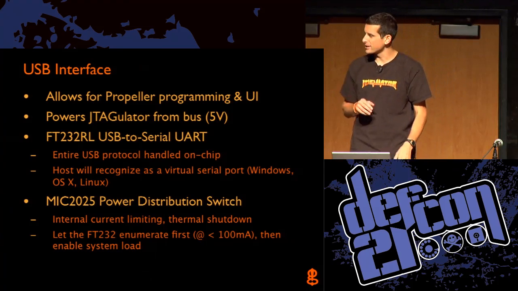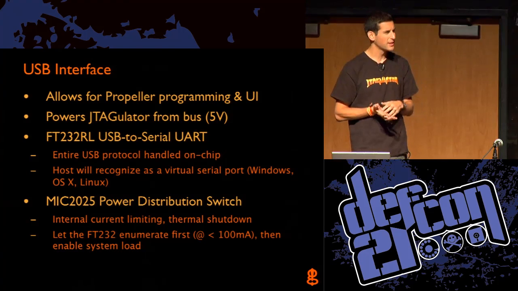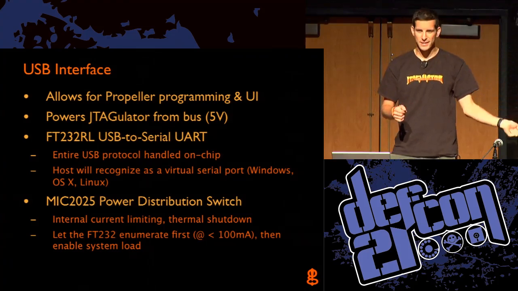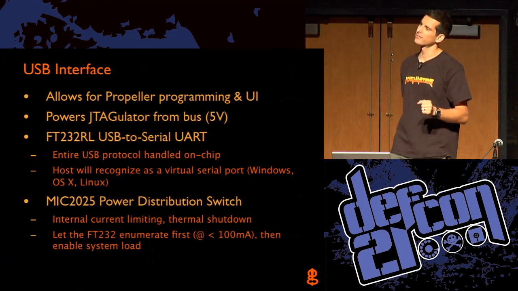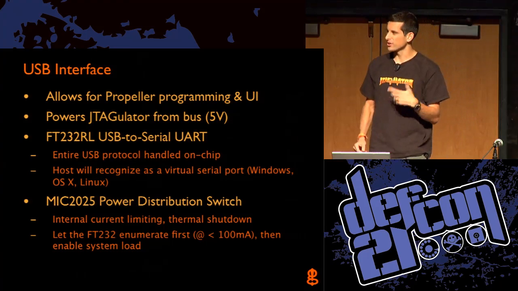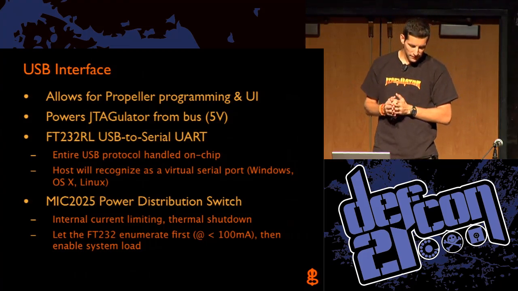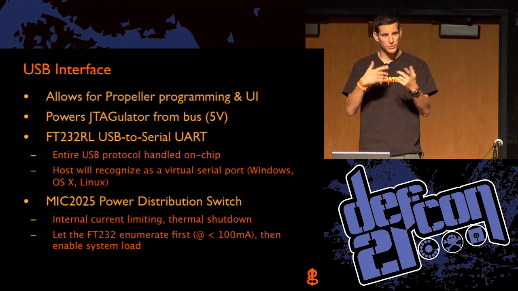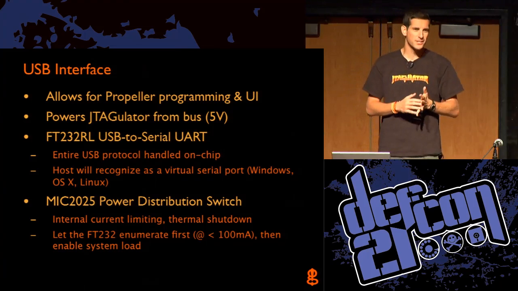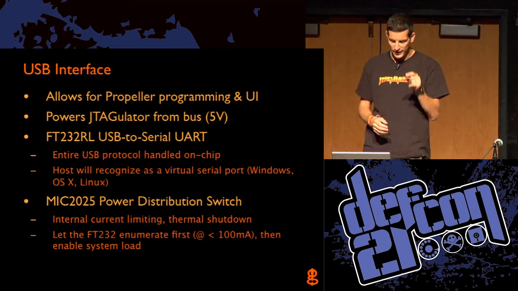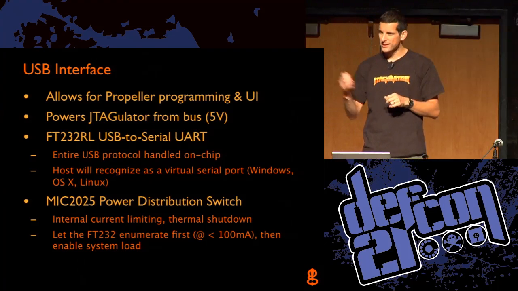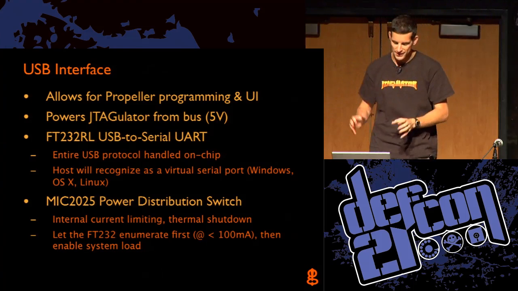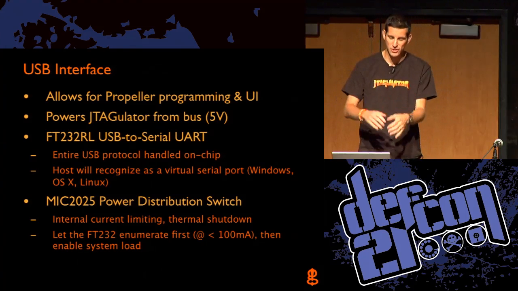I have a MIC2025, that's this distribution switch, because according to the USB spec, you're not just supposed to plug a device into USB and just let it go to town right away. During enumeration, you're only given 100 milliamps by the host, and then you're supposed to enumerate and then request more for the rest of your system. So what we're doing is we're only enabling the FTDI part. Once the host comes back and says, okay, you're enumerated, you're ready to go, then we enable the rest of the system. That's the safe way to do it, so we're not damaging any USB ports.